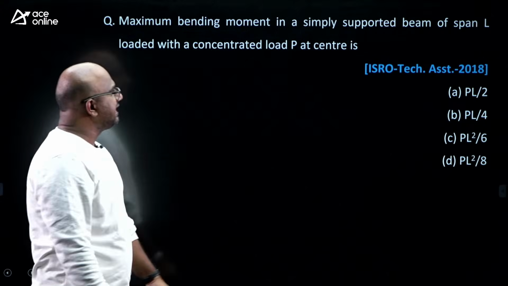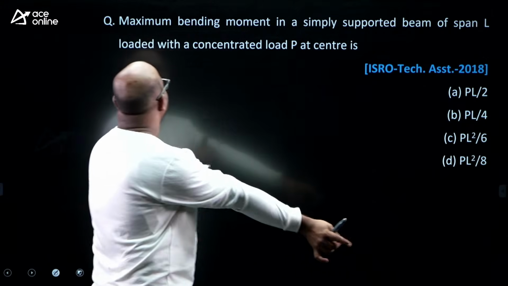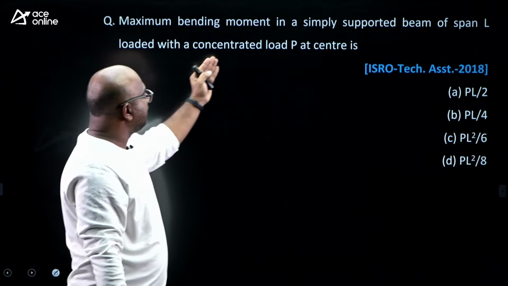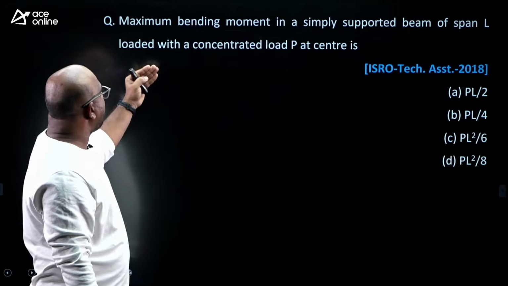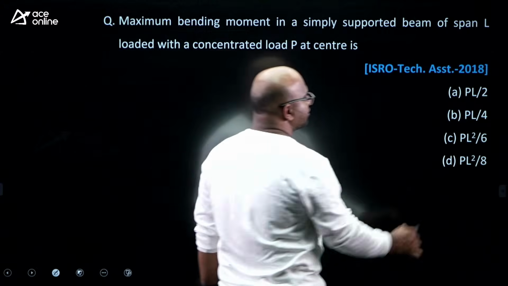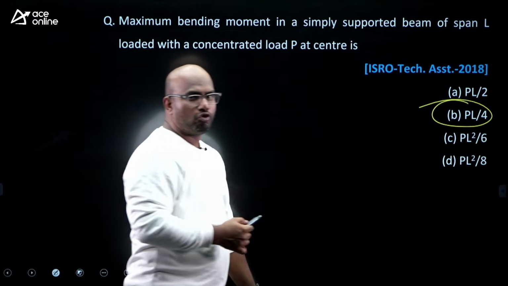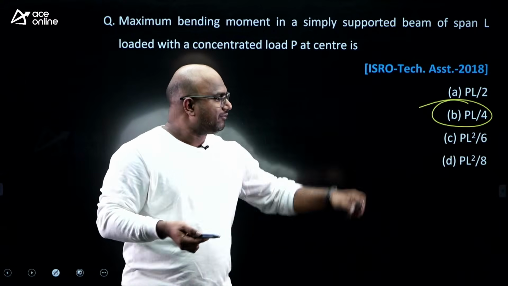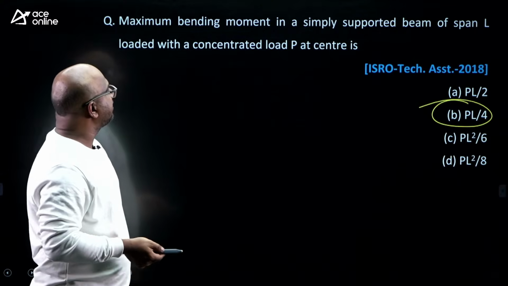Maximum bending moment in a simply supported beam of span L loaded with a concentrated load P at the center is how much, guys? Remember or not? Just now I told you, it's PL by 4. If it is a UDL, WL square by 8. For a point load, PL by 4 itself.